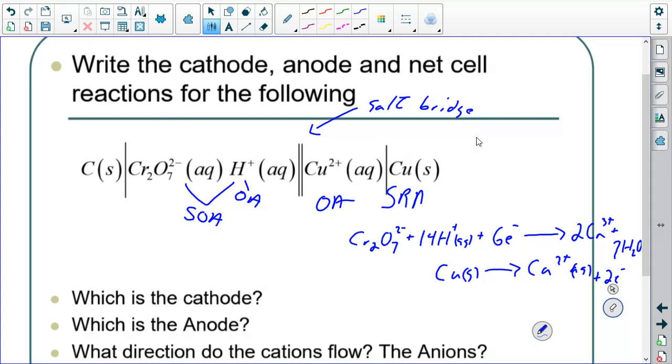No. What you have is the reduction half reaction and the oxidation half reaction. The reduction half reaction happens at the cathode. So the carbon is the cathode. The cathode half cell is everything here, but the cathode is the electrode, the solid bit that goes into the solution. The carbon or the copper is the anode.